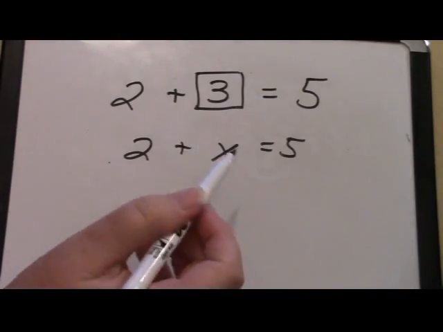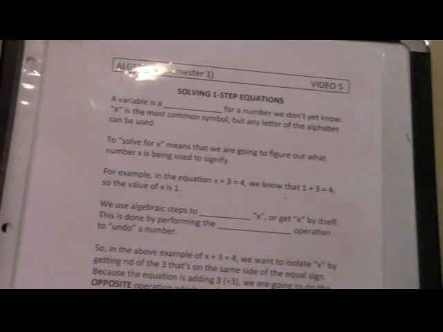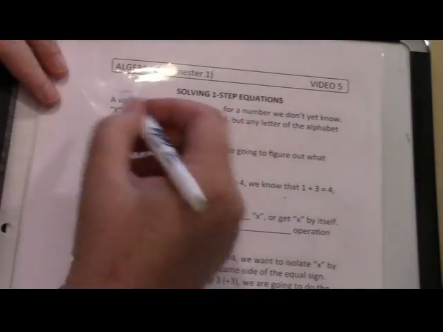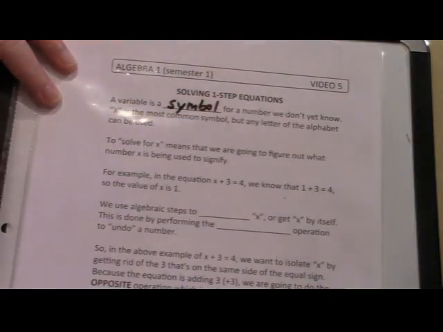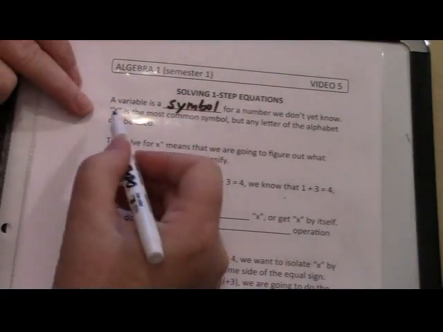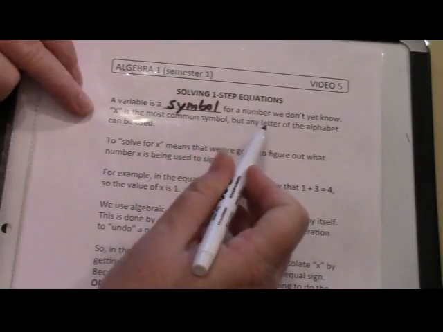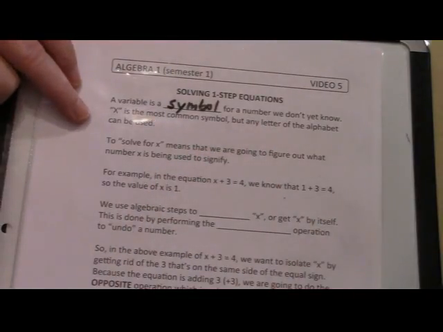Now that looks like an algebra problem, right? It shouldn't be that foreign to you anymore, though, if you think that the x is simply a symbol for a number that we don't know yet. So let's turn to our notes. Solving one-step equations. A variable is a symbol for a number we don't yet know. X is the most common symbol, but any letter of the alphabet can be used.